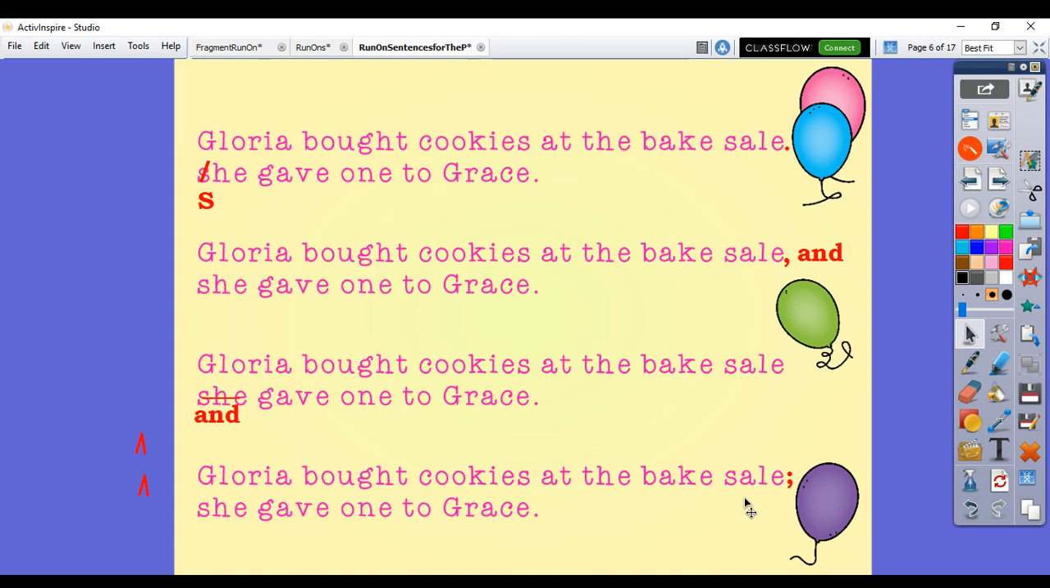Now you're going to do some practice on IXL, identifying run-on sentences, complete sentences, and fragment sentences. Also, in your writing this week, when you're answering questions in complete sentences, try to use compound sentences and make sure you don't have any run-ons that need repairing. All right, good luck.